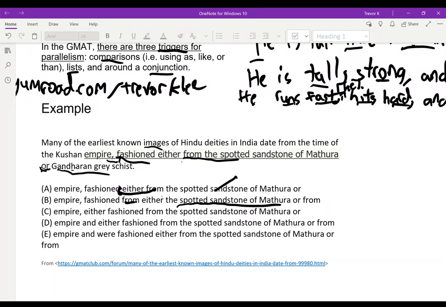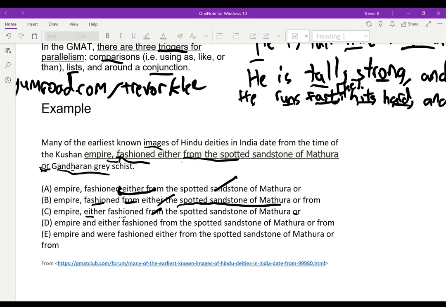So this parallelism is also messed up, and I still don't have a great place for fashioned. Still messed up. All right. C, same issue with fashioned, and it also has either fashioned from the spotted sandstone of Mathura. This is even worse, right? Because I do either or, and this should be fashioned from the spotted sandstone of Mathura or fashioned from Gandharan gray schist. So this is even worse. So this is wrong.